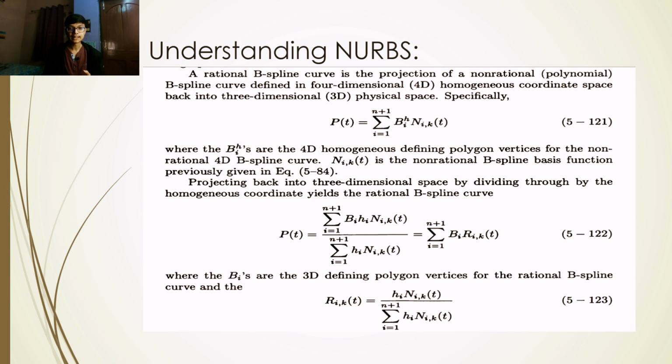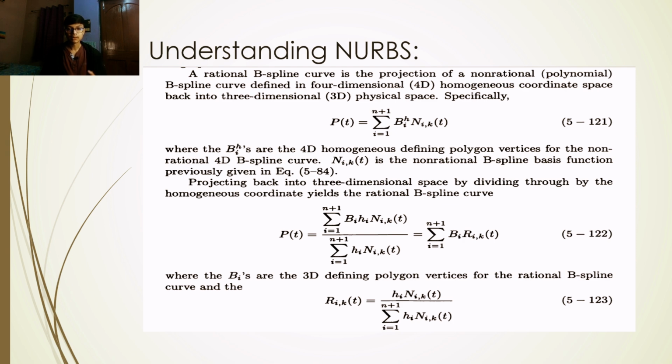As you all know, a rational B-spline curve is the projection of a non-rational or polynomial B-spline curve in a 4-dimensional homogeneous coordinate space back into 3-dimensional physical space. We can parametrically define the curve as a summation of the control points multiplied with the blending function of the B-spline curve, where B_i^h stands for the 4D homogeneous defining polygon vertices for the non-rational 4D B-spline curve, and N_i,k(t) is the non-rational B-spline basis function.